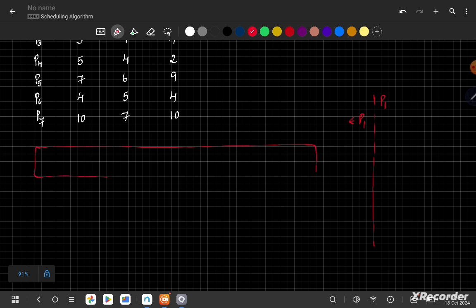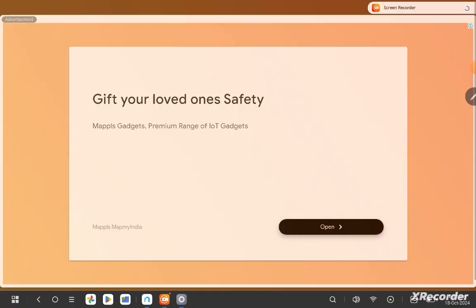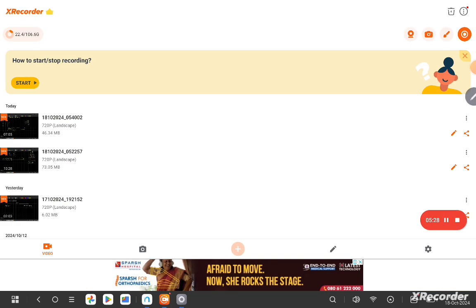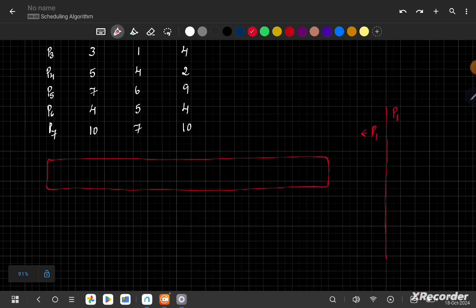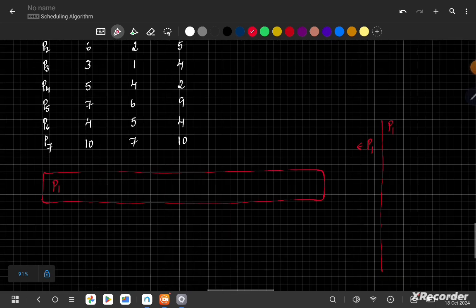And this is non-preemptive scheduling. That means once a process goes inside the CPU, it completes its task and comes out. No matter which process comes into the ready queue later, you are not bothered, and you complete the task. Now P1 has a burst time of how much?